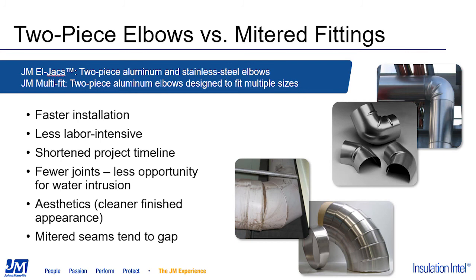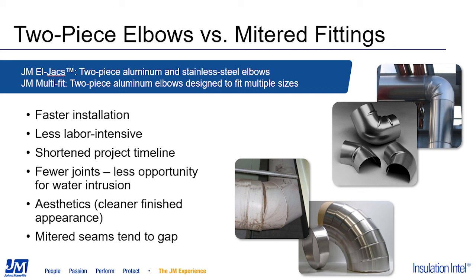The last product line of JM metal jacketing that I will discuss is 2-piece metal elbows. These are an alternative to miter or gore metal elbows. JM offers 2-piece metal elbows in aluminum and type 316 stainless steel. We offer these in multiple sizes and shapes to fit various pipe sizes and insulation thicknesses. We have 2-piece metal elbows for both 45 and 90 degrees and for both short and long radius pipe elbows. We also have a line of elbows called multi-fit, which are designed so that each elbow can fit multiple sizes of pipe and insulation thickness.